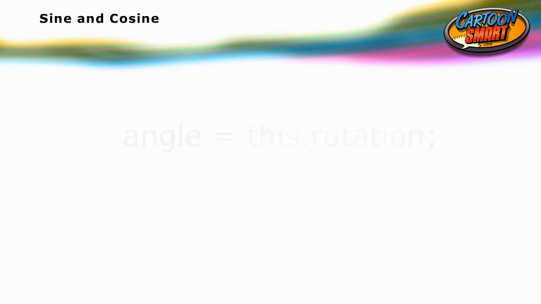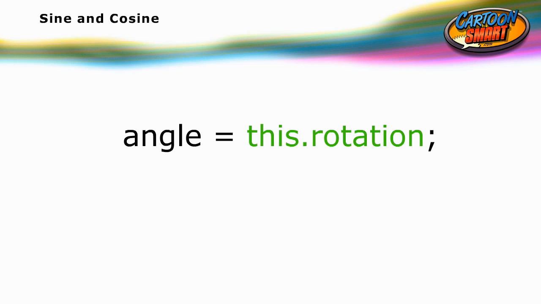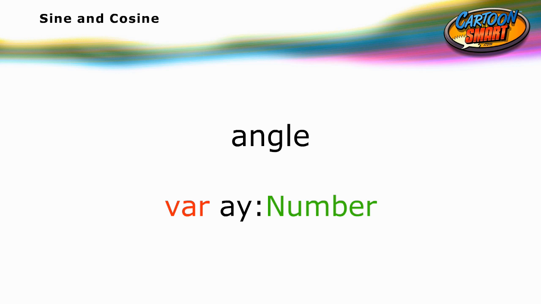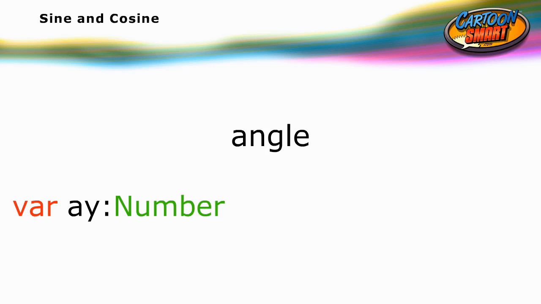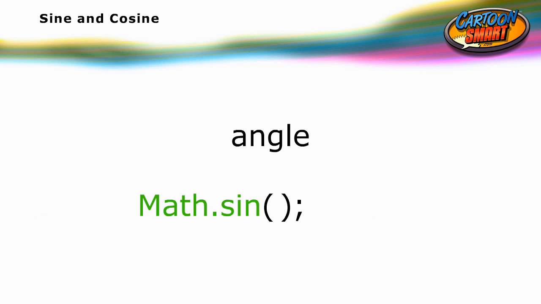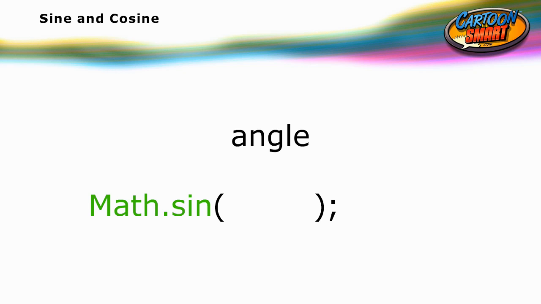First, what we do is store this.rotation in the angle variable we defined at the top of our class. Then we create an acceleration y variable inside the enterFrame function. After that, we set the ay variable equal to Math.sin. Sine is a trigonometry function. However, for Math.sin to do its magic, we need to pass in an angle for it to use. And that would be our angle variable.